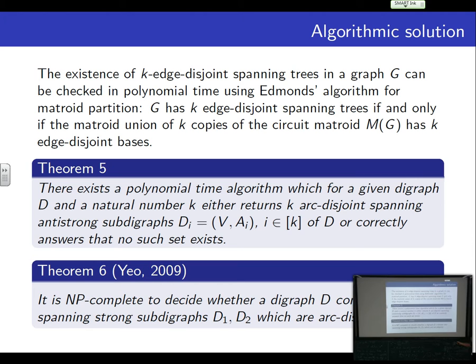This is clear. If you compare this to digraphs, I can check any number of anti-strong disjoint graphs. But for digraphs, it's NP-complete to decide if a digraph has even two disjoint spanning subgraphs, so you want the strong spanning subgraphs. In fact, this follows from the fact that even for two regular digraphs, it's NP-complete to decide whether it has a Hamilton cycle, or also whether it has two edge-disjoint Hamilton cycles.